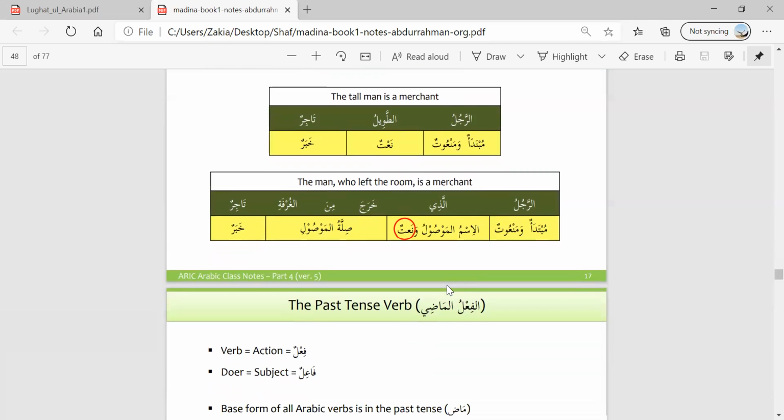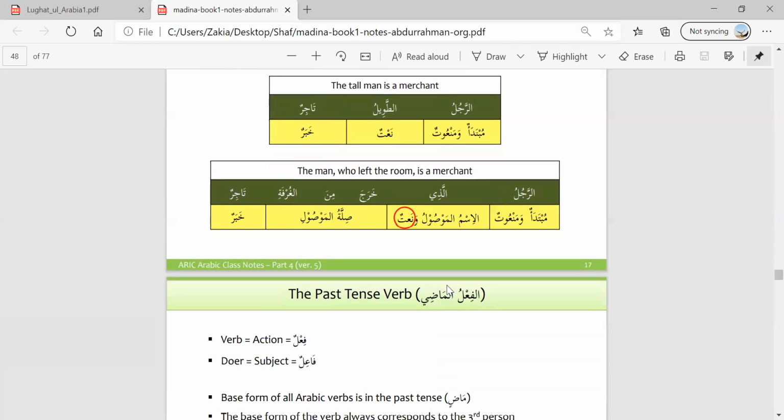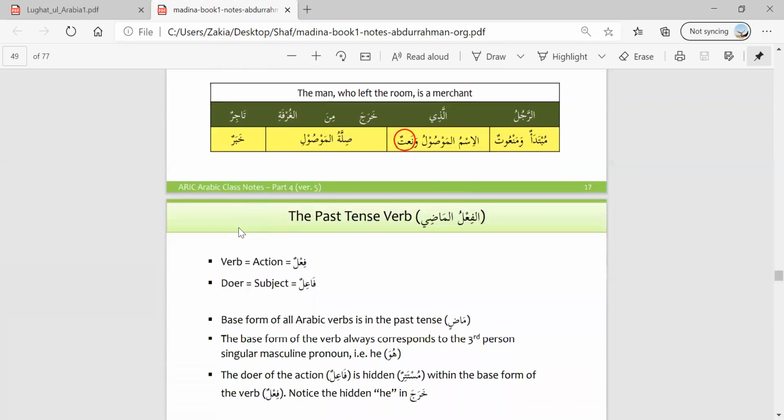The man who left the room is a merchant. So here you have alladhi. So mubtada wa man'utun, al-ismu mawsul wa na'tun. Okay, so here it also acts as a nat. And then after that, why? Because it's qualifying this noun. It's telling you which person exactly. Silatul mawsul is kharaja min al-ghurfa and khabar is tajirun.